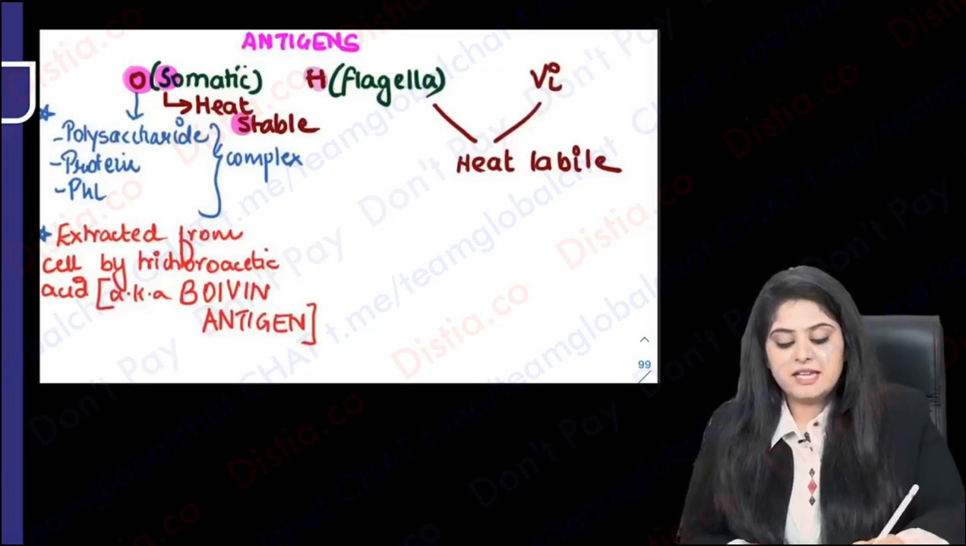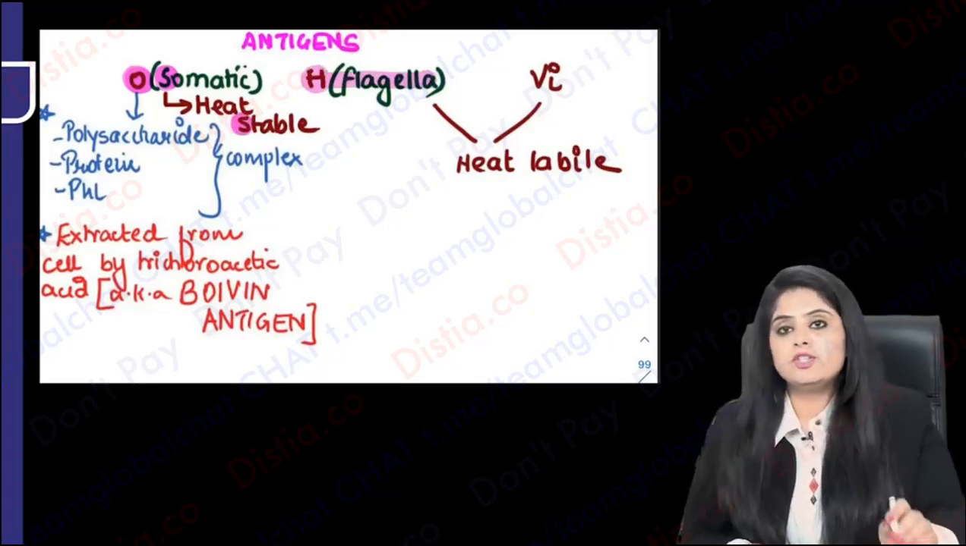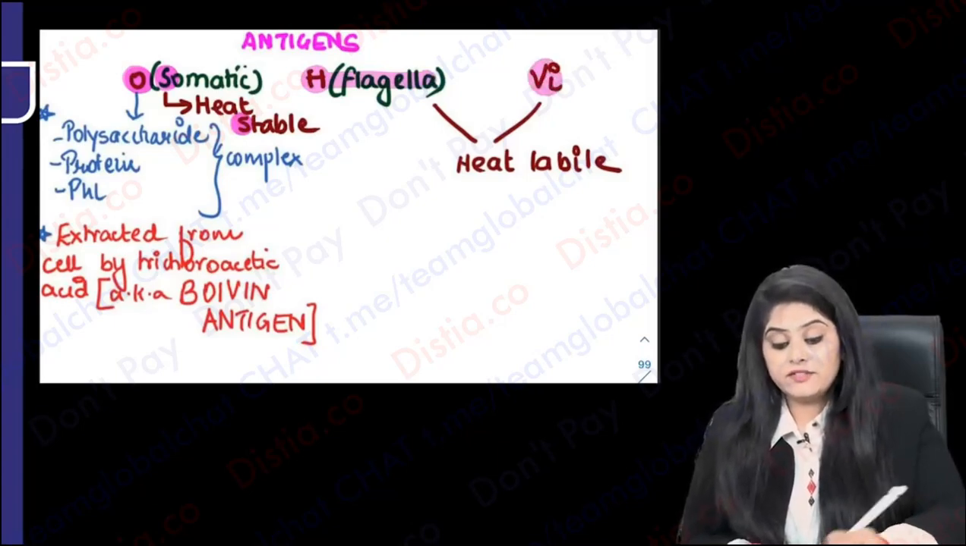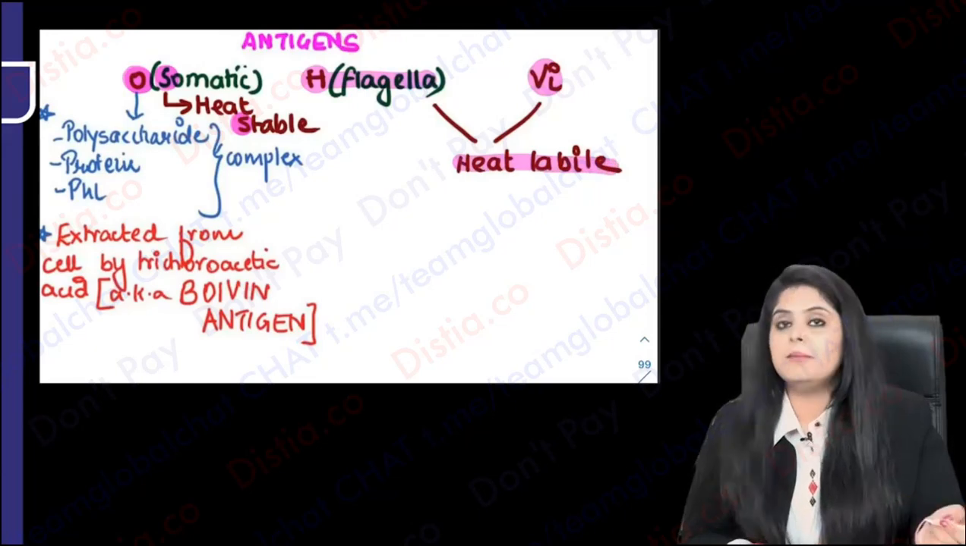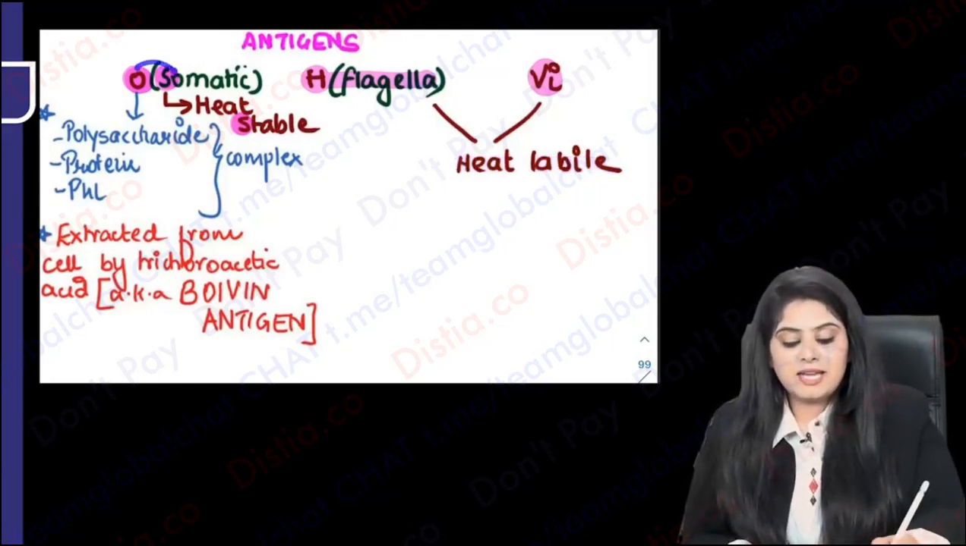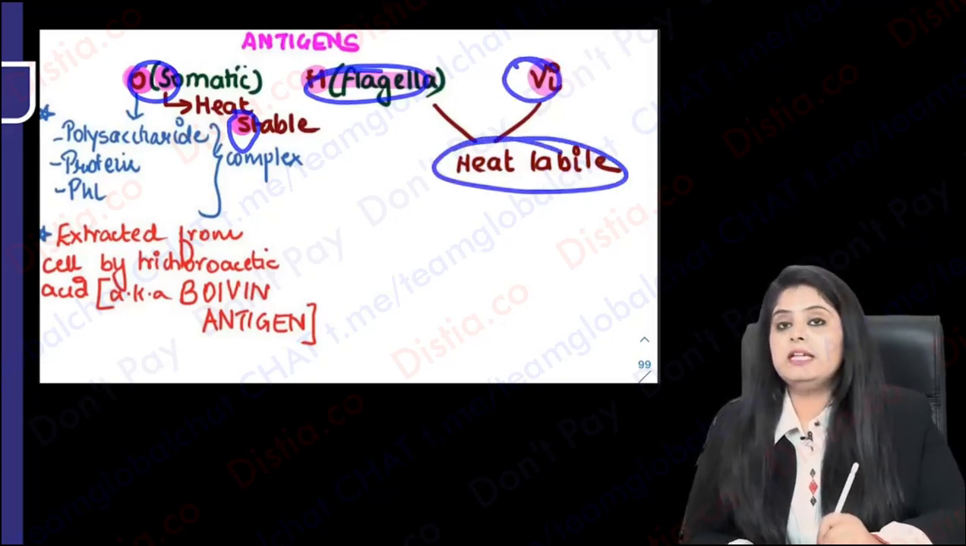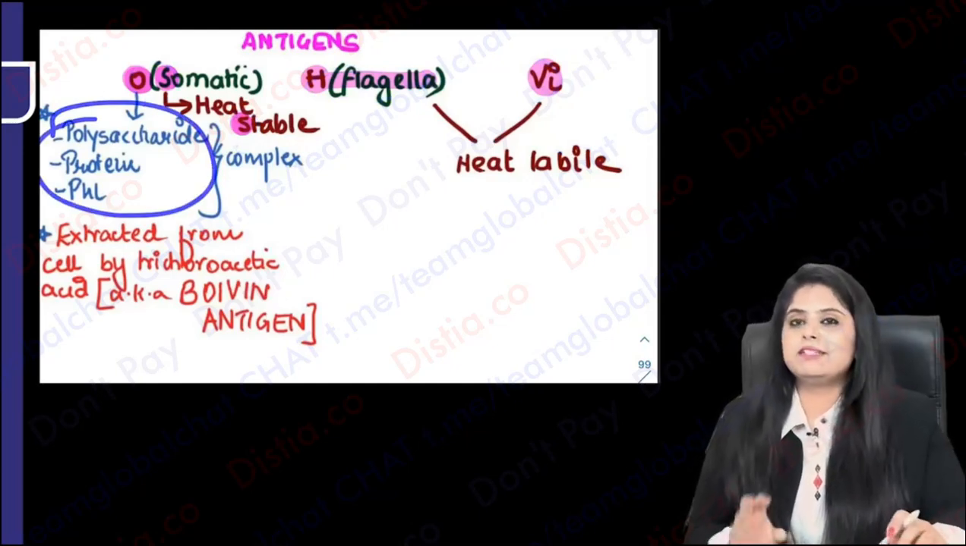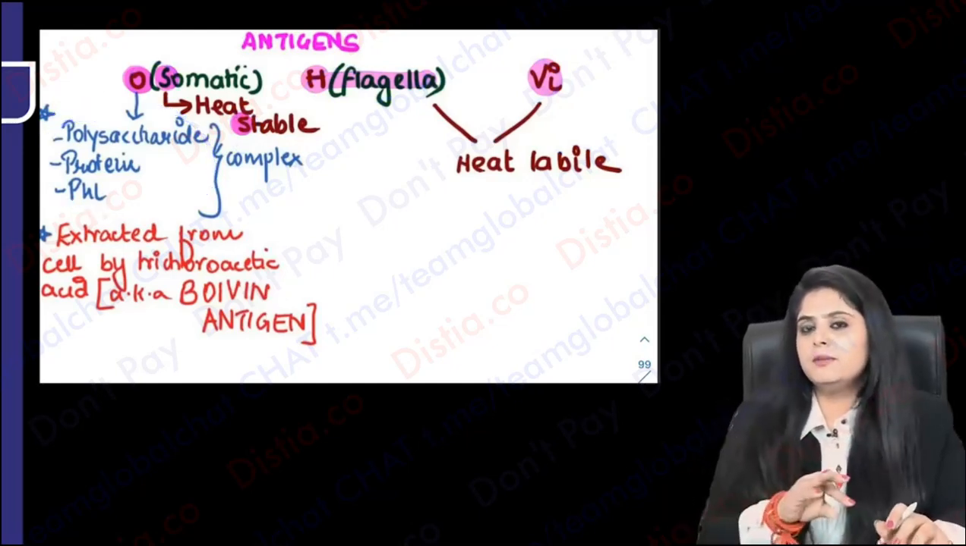And then there is an H antigen. We all know from general H antigen is flagella. There is also known as a VI antigen, and these are both heat labile. So learn any one, that the somatic antigen is heat stable and the flagellar and the VI antigen are going to be heat labile, and these antigens are a complex, little bit of lipid, little bit of polysaccharide, little bit of protein.